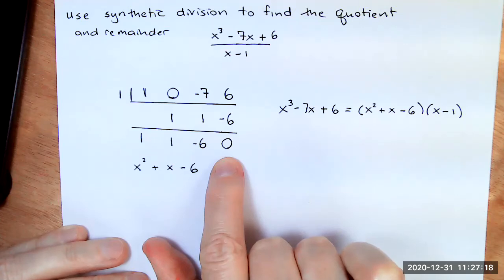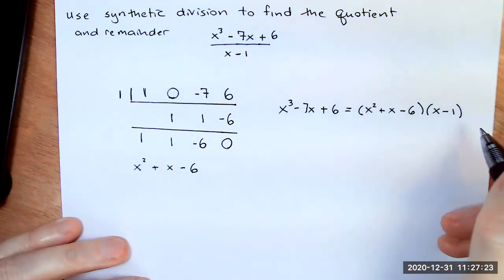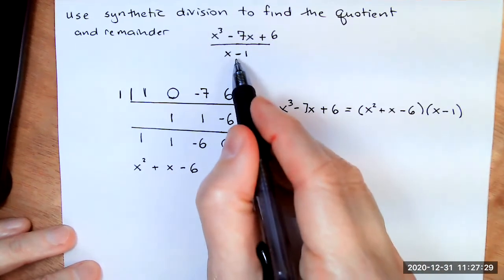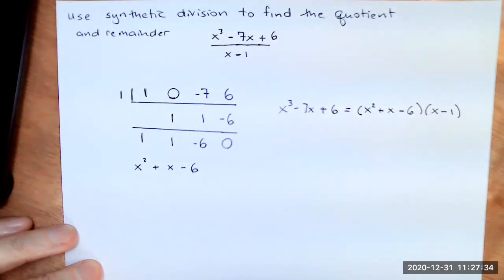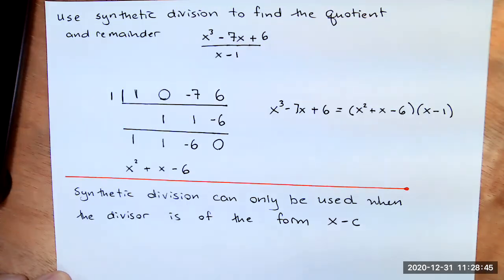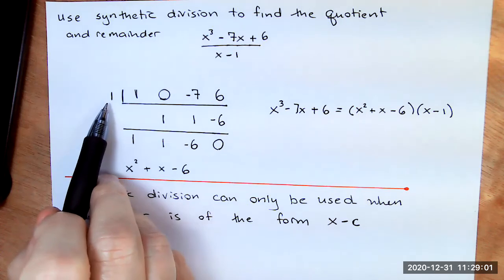Now you might be asking yourself, why don't we use synthetic division for everything? Because it's so nice. You can only use synthetic division when you're dividing by something like x plus or minus a number. So if it was 2x or anything else, you cannot use synthetic division. Let me write that down. All right, so synthetic division can only be used when the divisor is of the form x minus c. And c can be a positive or negative number. If you're wondering why they put x minus c, well, c is the number that goes there.